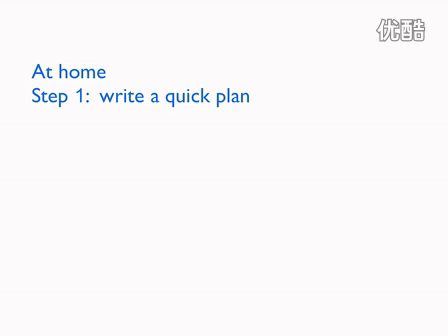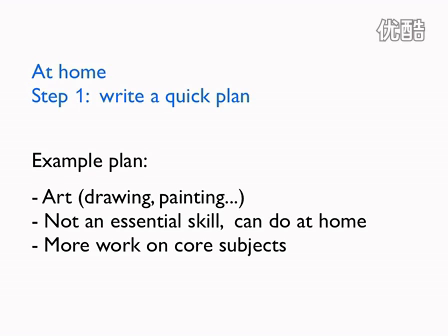Here's an example. I'm choosing art as the subject to remove from school education programs because it's not an essential skill. Children can do it at home, and then they can do more work on core subjects like mathematics or science. Step 2 is record yourself speaking.